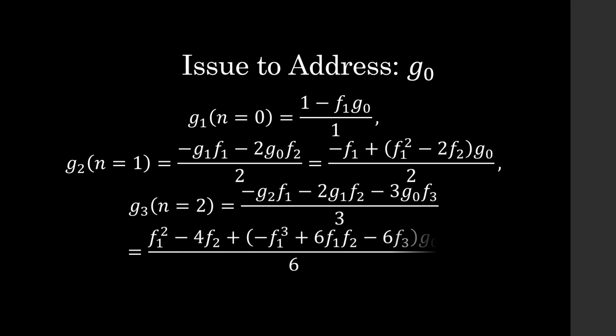We can do similarly for g3. Once again, the Kronecker delta is not there, and we get f1 squared minus 4 f2 plus negative f1 cubed plus 6 f1 f2 minus 6 f3 times g naught, all over 6. However, our problem is that g naught is never defined in this system. So what are we supposed to do about it? Well, we can't do anything about it directly right now.